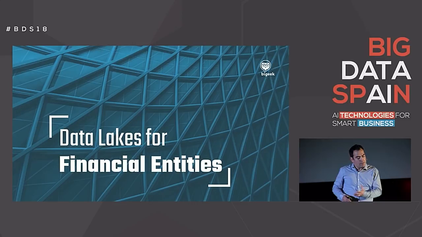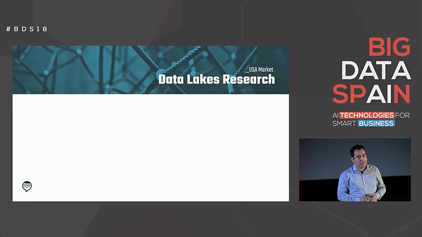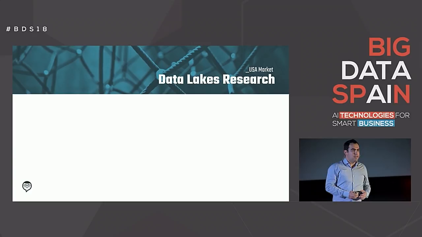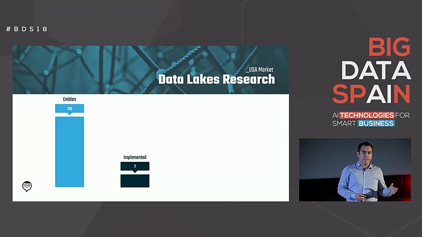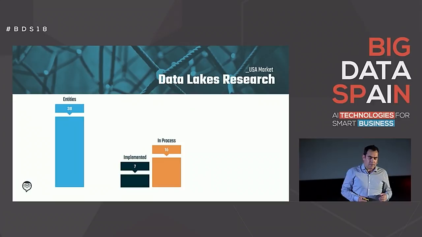The thing is that data lakes are probably one of the most complex architectures to implement in any kind of entity. We did research earlier this year in the United States where we met most, if not all, of the tier one institutions. So think of the big bank names in the United States. Out of 36 entities, we found that only 7 had implemented a data lake solution, and 16 were in the process of implementing one.